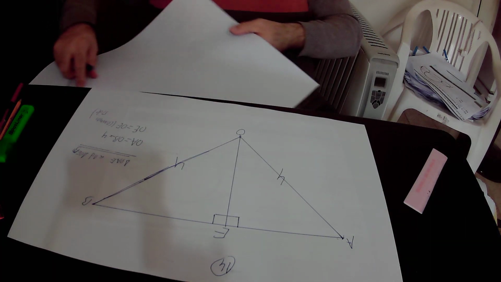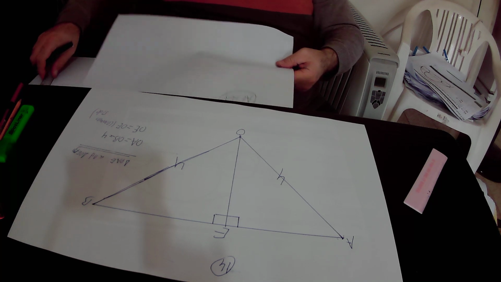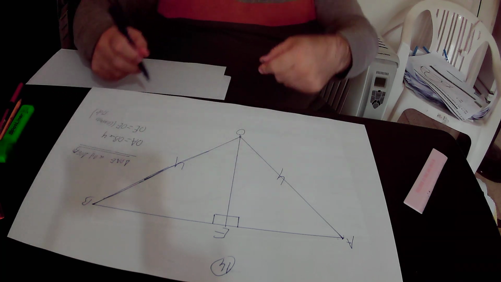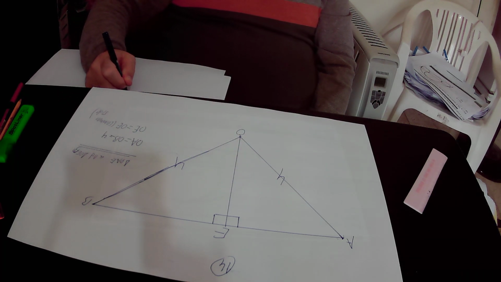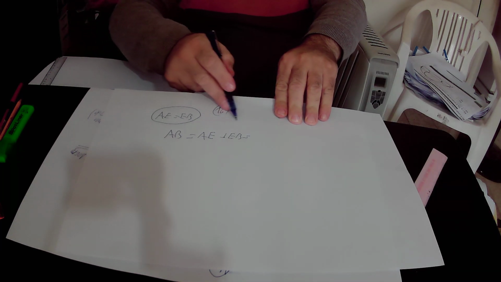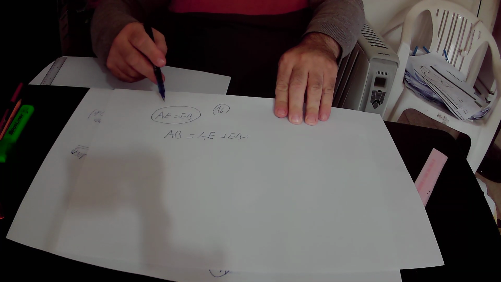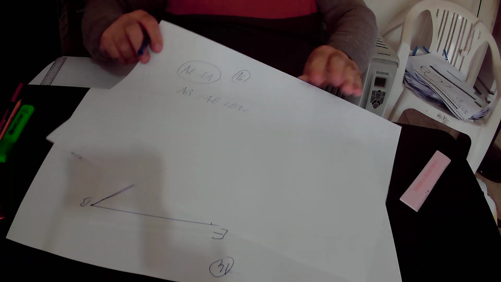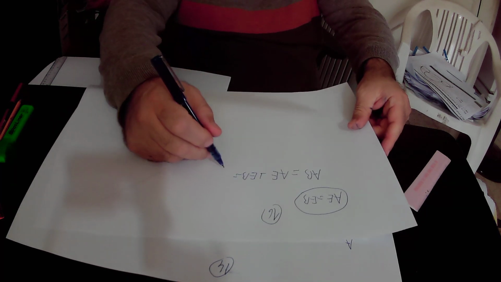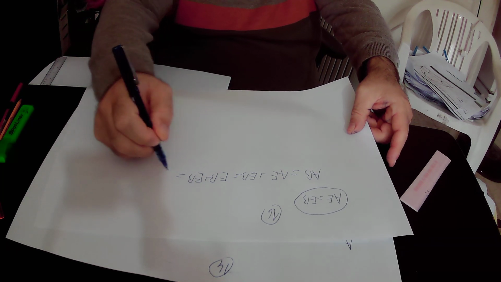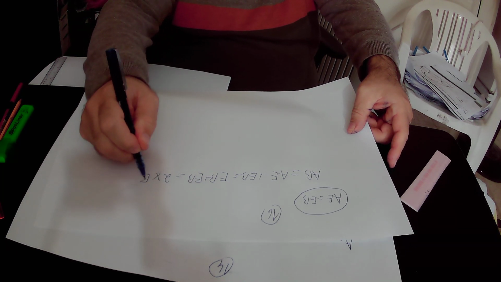And what is the value of AB? The value of AB, as you can see from the drawing, AB equals AE plus EB. Again, AB equals AE plus EB. But we know that AE equals EB, so we can substitute AE by EB. And we will get that AB equals EB plus EB. That is to say, AB equals 2 times EB.